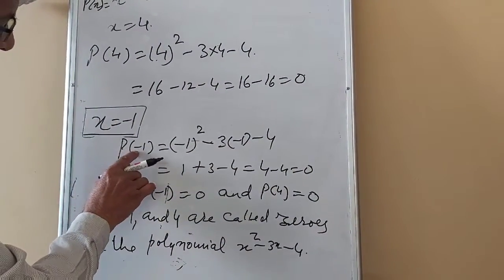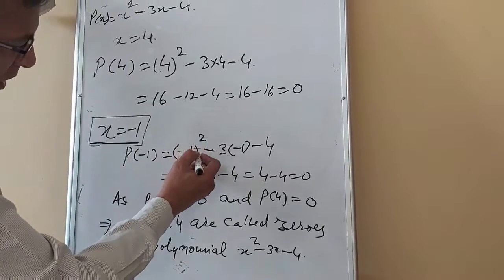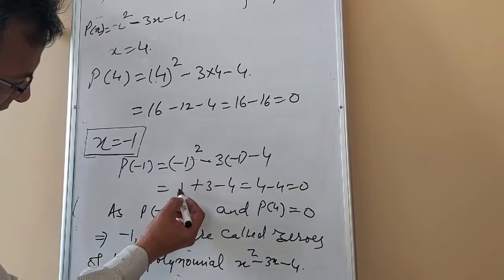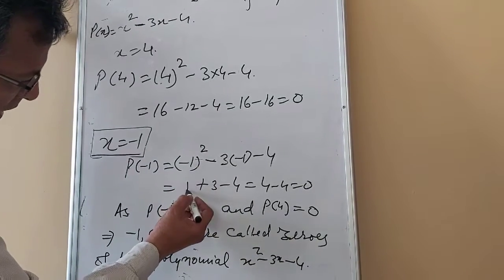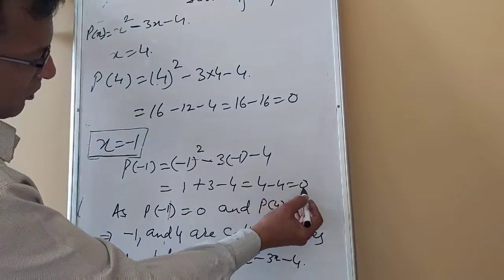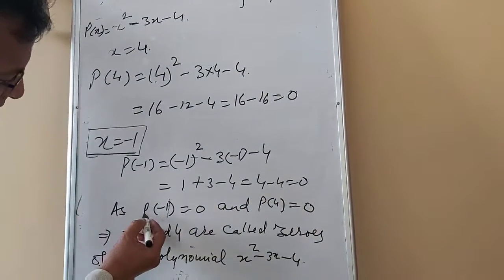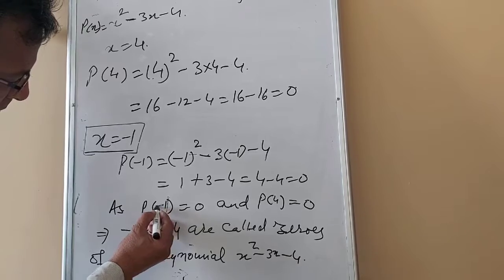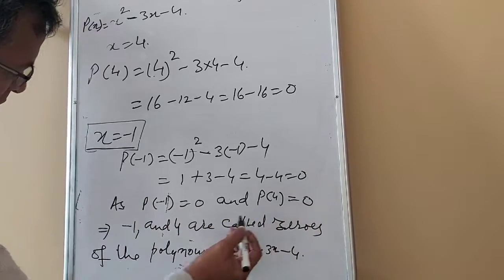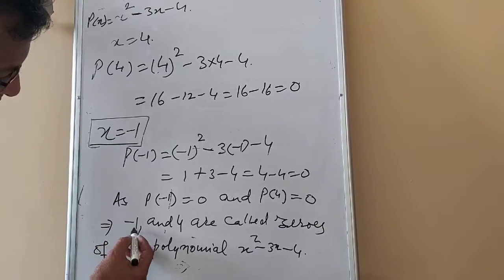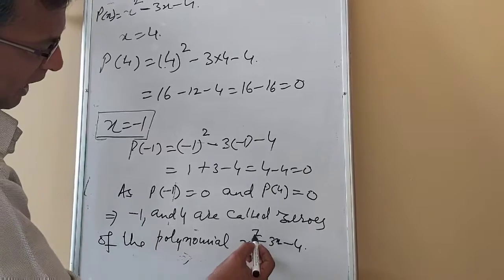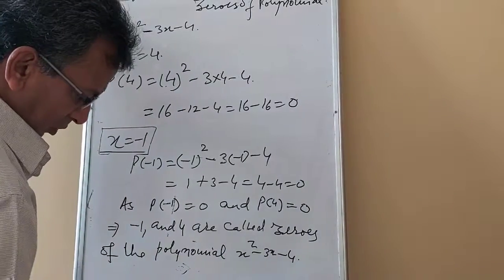So P(-1) = (-1)² - 3(-1) - 4. When we open this, it will come 1 + 3 - 4, that is 4 - 4, which is equal to 0. So P(-1) is equal to 0 and P(4) is equal to 0, so this implies that -1 and 4 are called the zeros of the polynomial x² - 3x - 4.